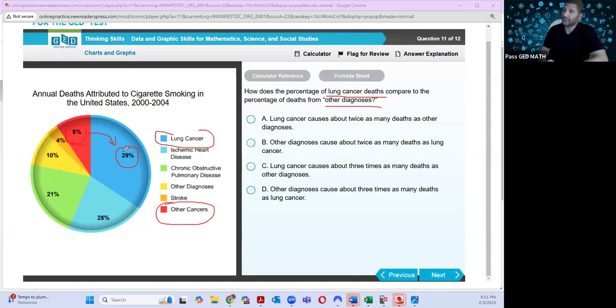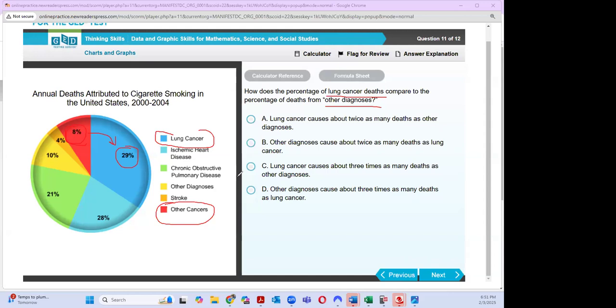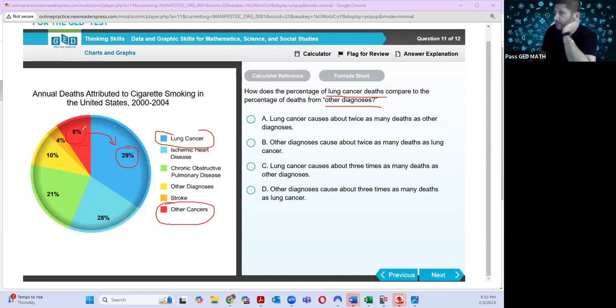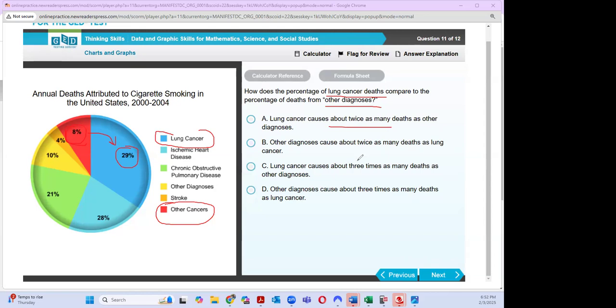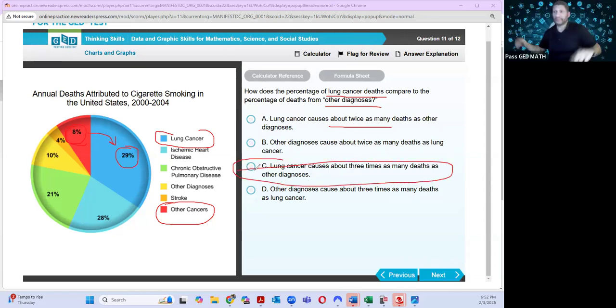How many more times? So how much bigger is 29% than 8%? Is it two times as big? It's three times. There you go. That's it. You're done. You're not wasting all that time on these questions.